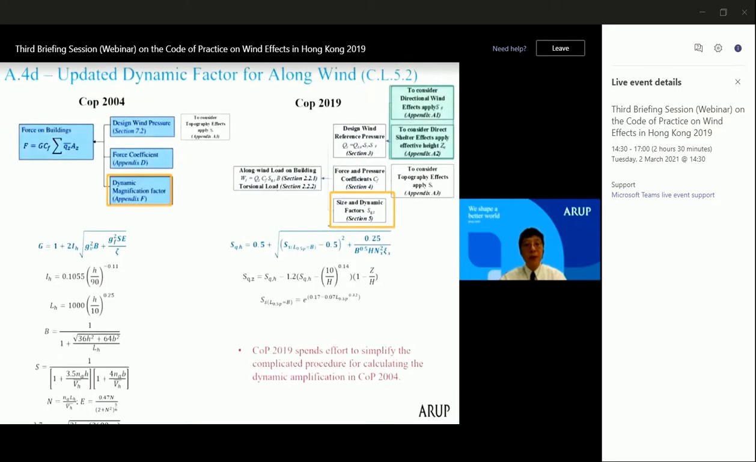And for the update on the dynamic factor, you can see in the old 2004 code, it's relatively complicated. You have 7 equations to work on. And now in the 2019 code, we have taken considerable effort to simplify the procedure, and the equations are now given on the right-hand side.